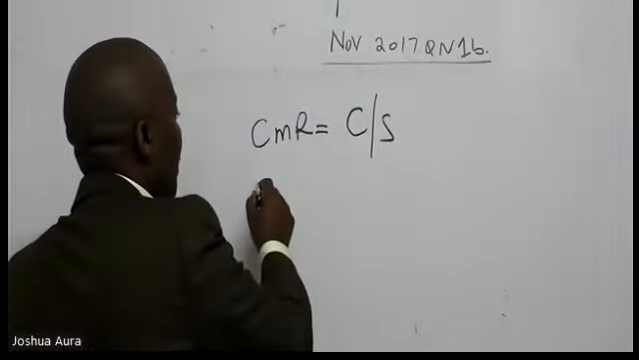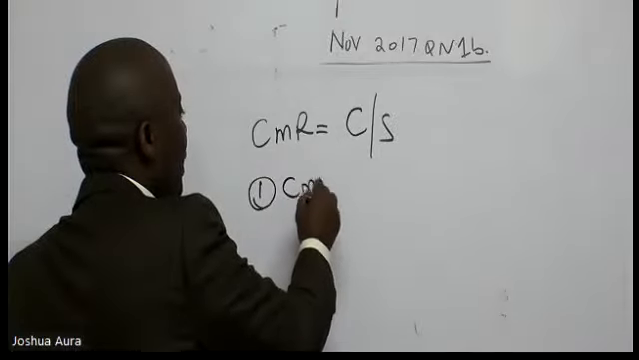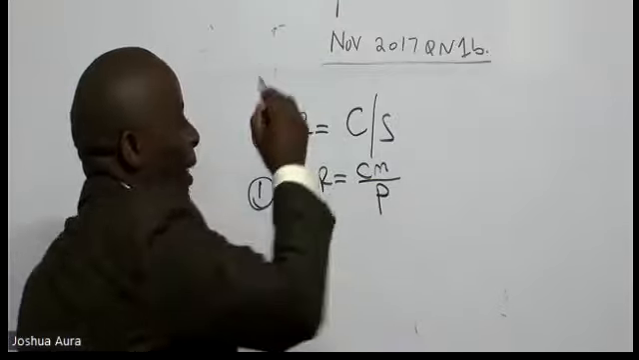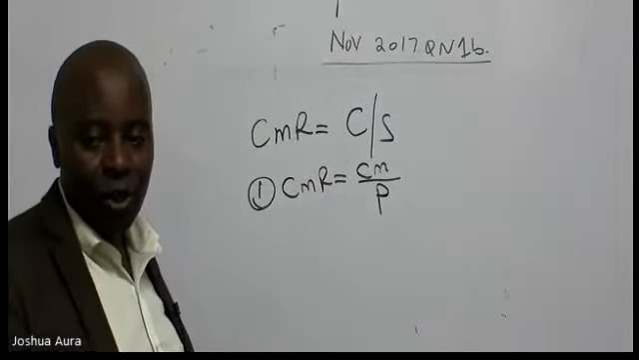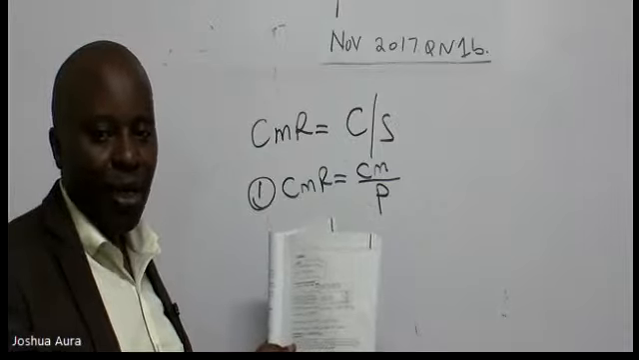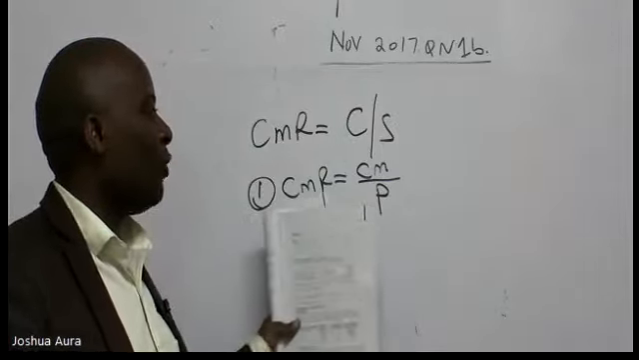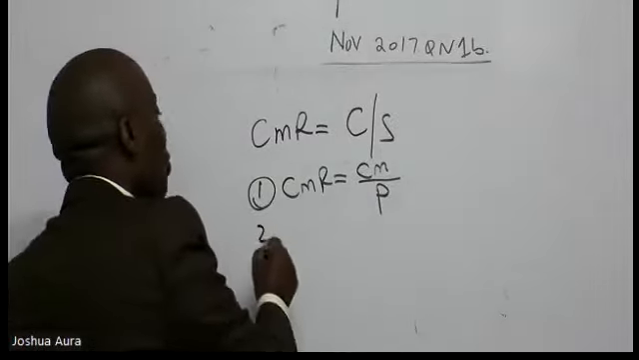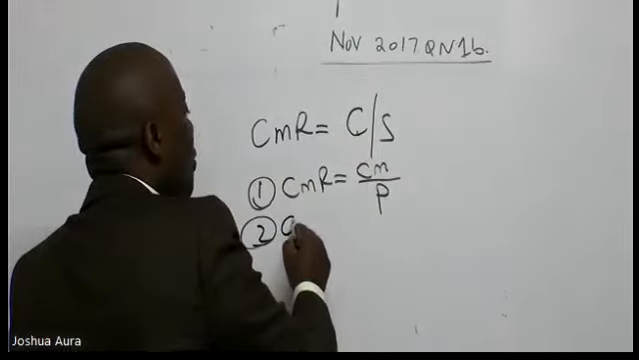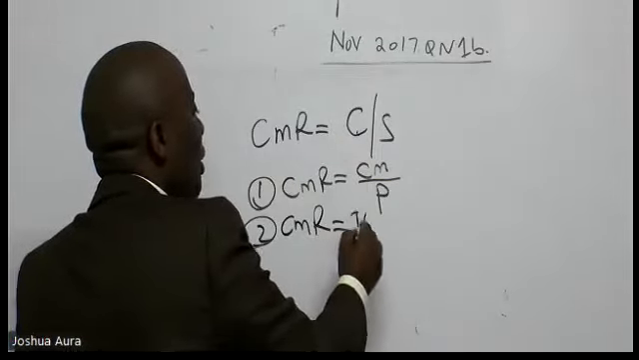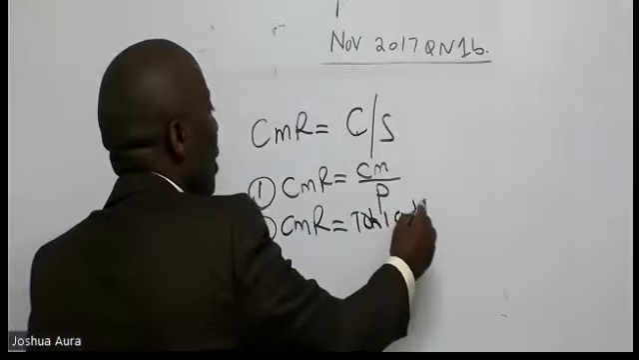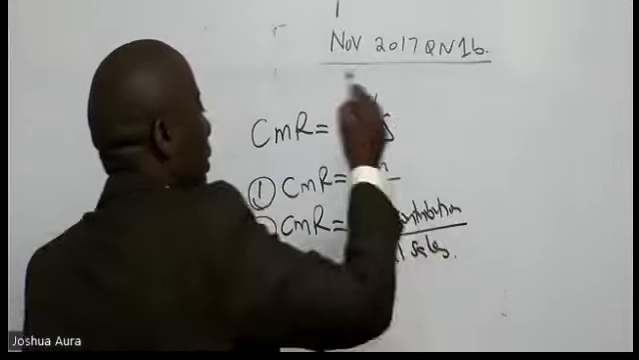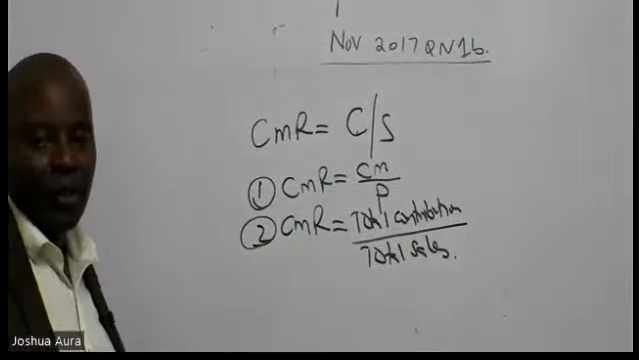And how do we get it? There are 2 formulas. Formula number 1, to get CMR, we can take, in this case here, contribution per unit, which is known as contribution margin, and divide this by the selling price. Number 2, you could also adopt this formula where you say contribution margin ratio is total contribution all over total sales.